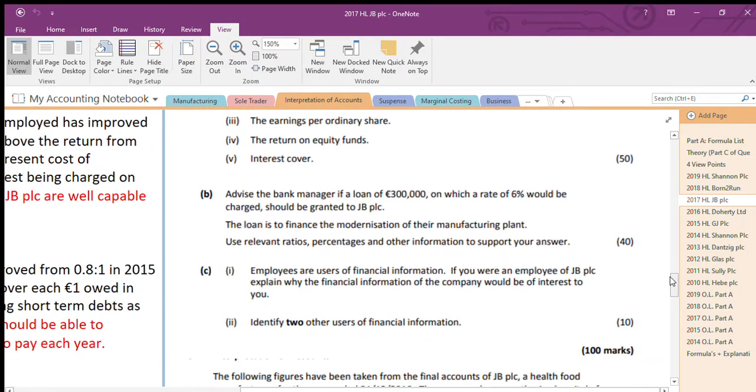They're the 4 different ways they can ask this question. We see here, this is 2017. It was to advise the bank manager if a loan of 300,000 at 6% should be granted. And what you're doing is the exact same thing anyway. You're just assessing how the company is doing, and obviously if the company is very profitable, you'll say to them, oh yeah, you're perfectly happy to give this company a loan. And if they're doing badly, then you'll state why they're doing badly.